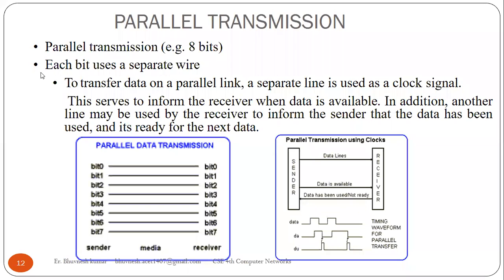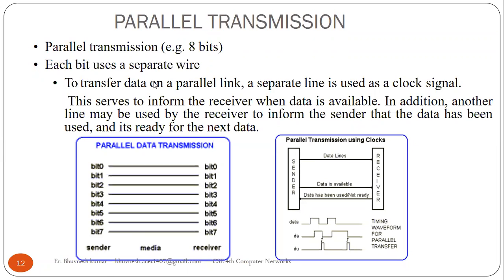Here are the examples. First of all, we will go for parallel transmission. In parallel transmission, each bit uses a separate wire. For example, if there are 8 bits, then 8 channels or 8 wires should be there to transmit that data. Each wire or each channel transmits a single bit.